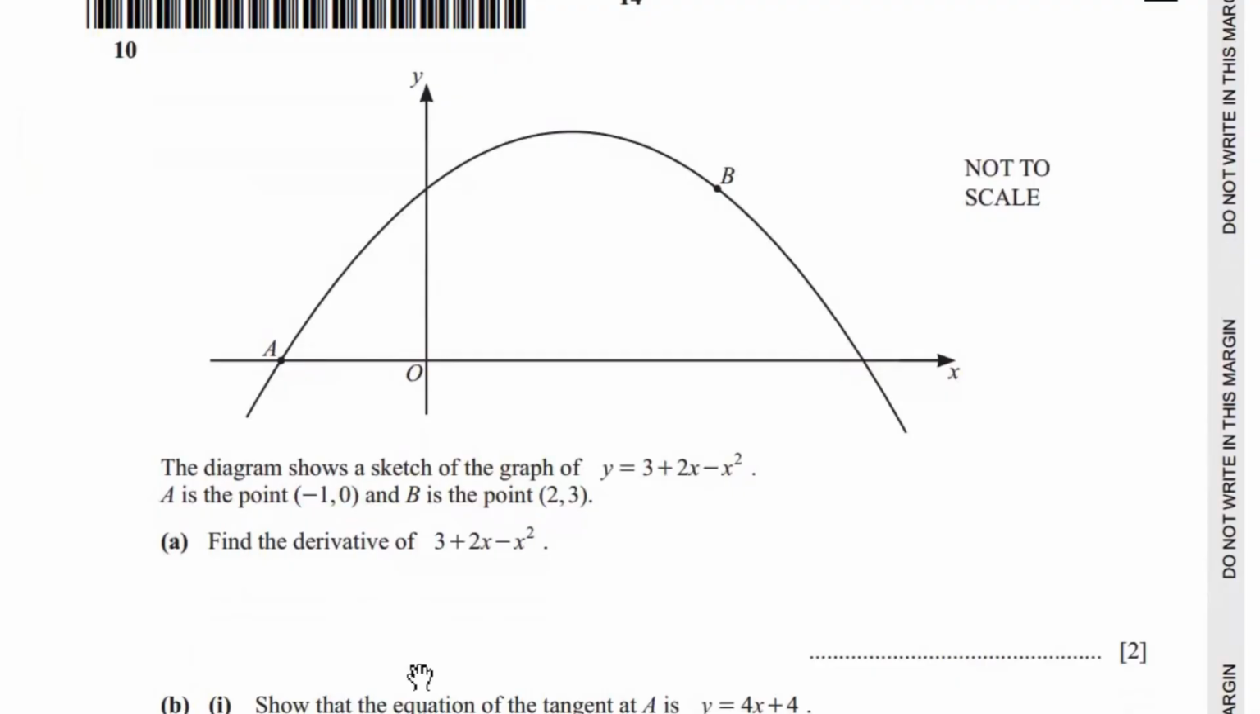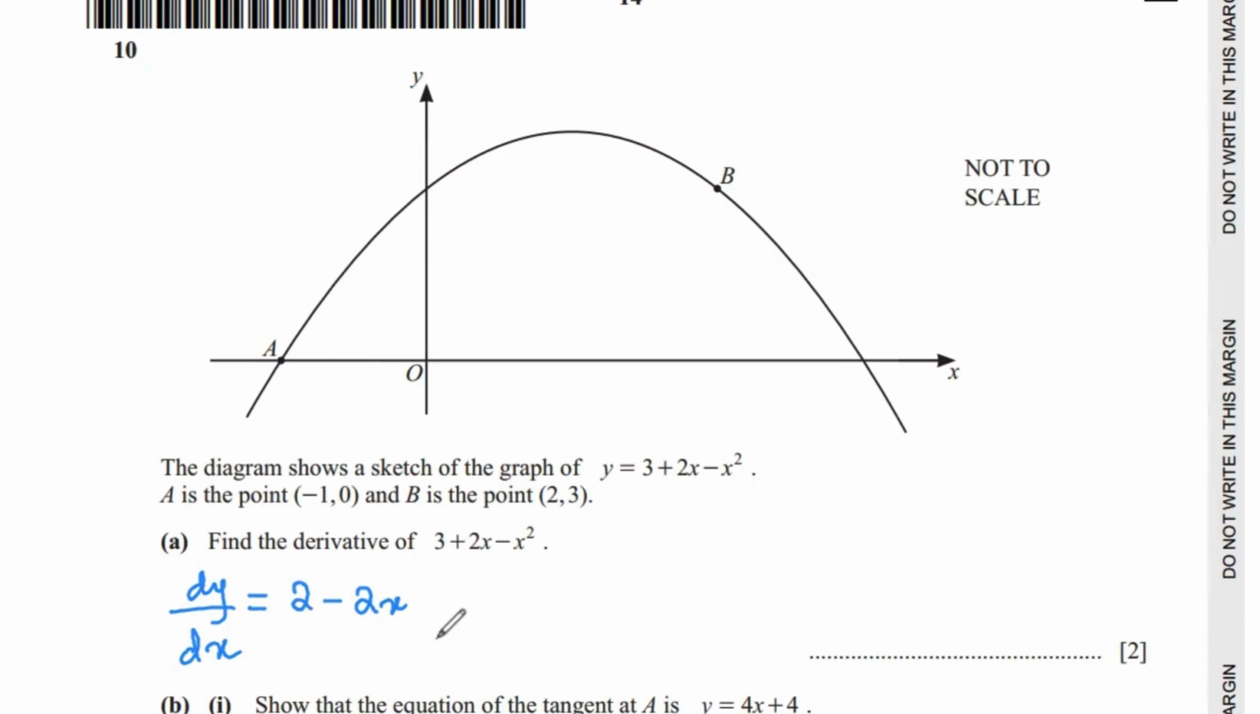Question 10 says the diagram shows a sketch of the graph of y equals 3 plus 2x minus x squared. A is the point (-1, 0), and B is the point (2, 3). Find the derivative of 3 plus 2x minus x squared. So dy by dx would be 2 minus 2x. Remember, the derivative of a constant is 0. That's why 3 got eliminated from the derivative.